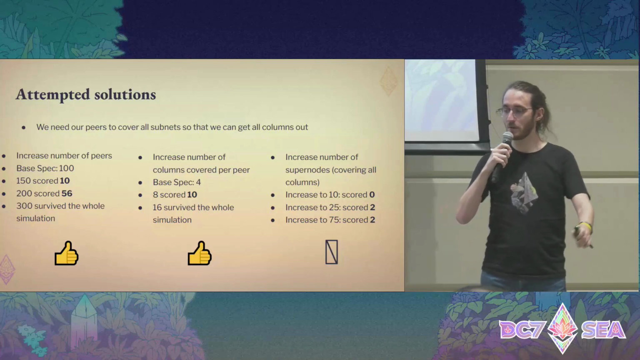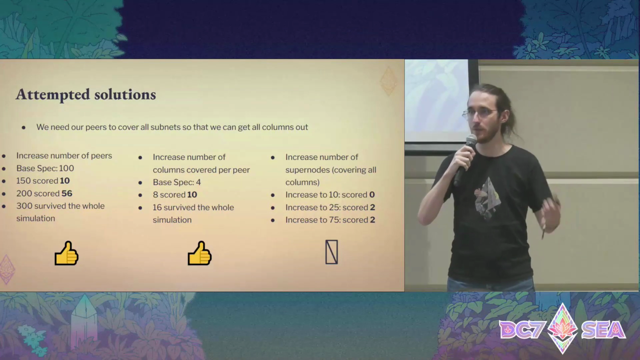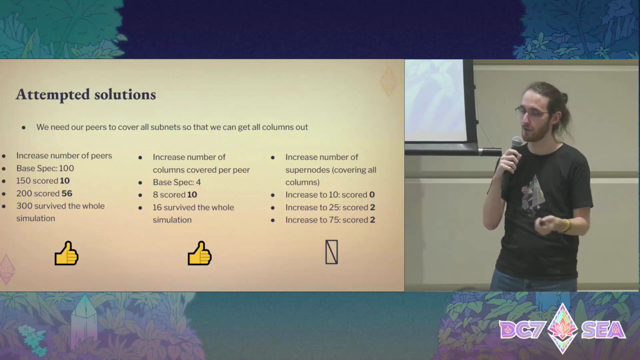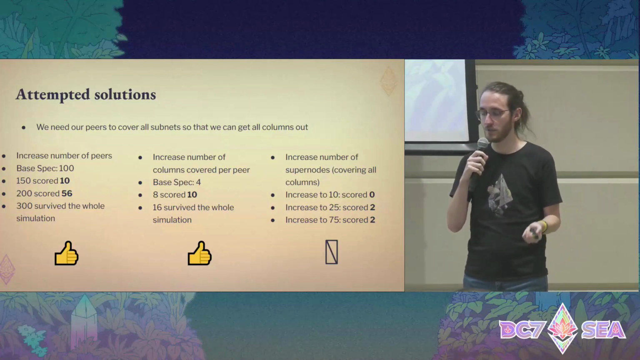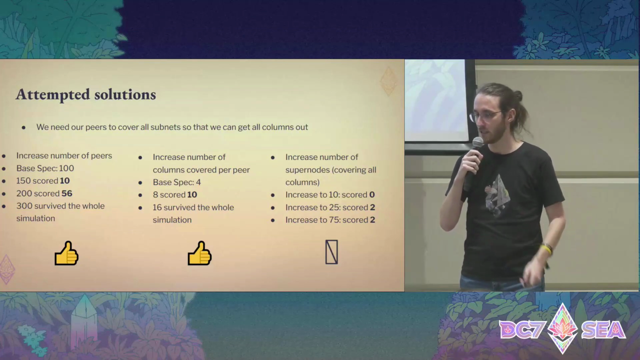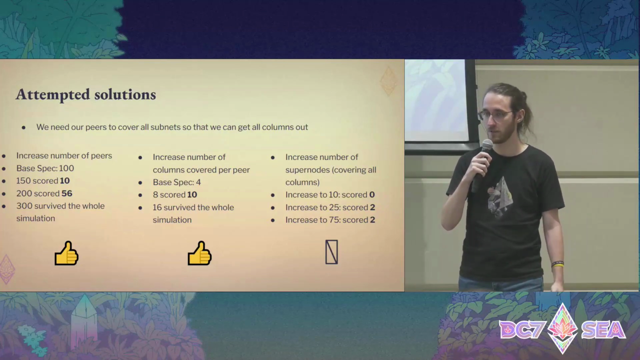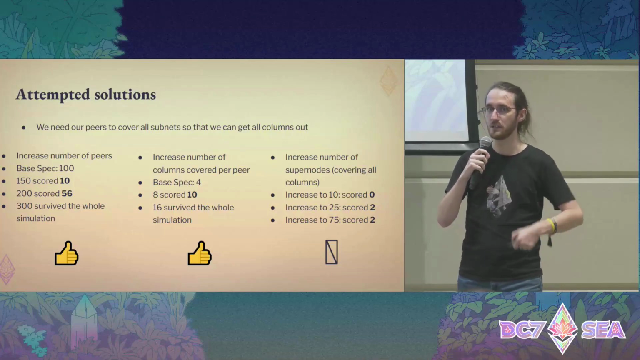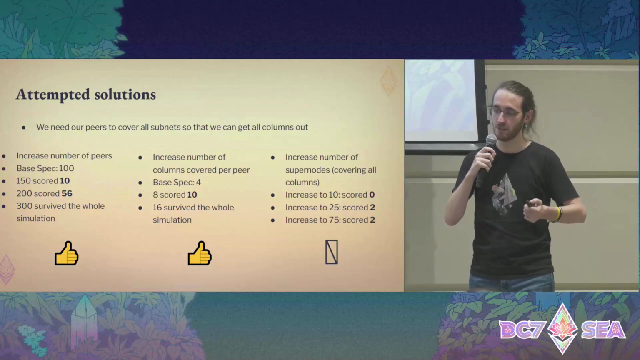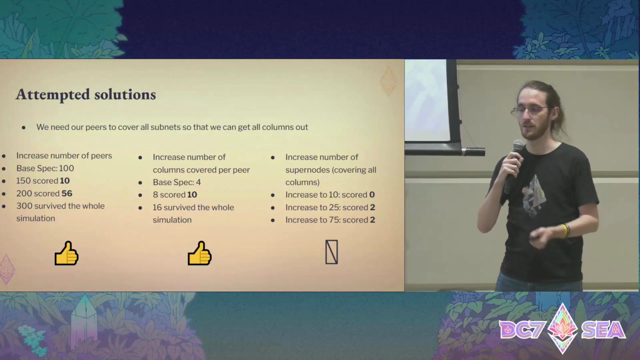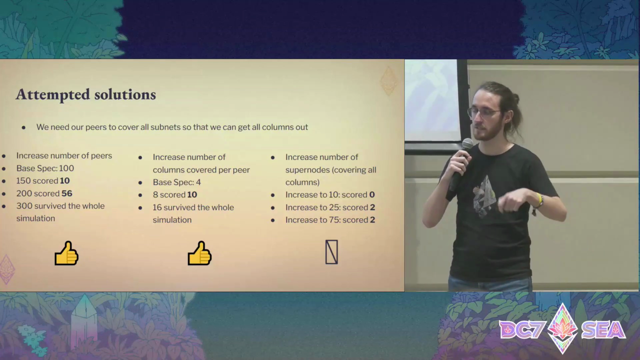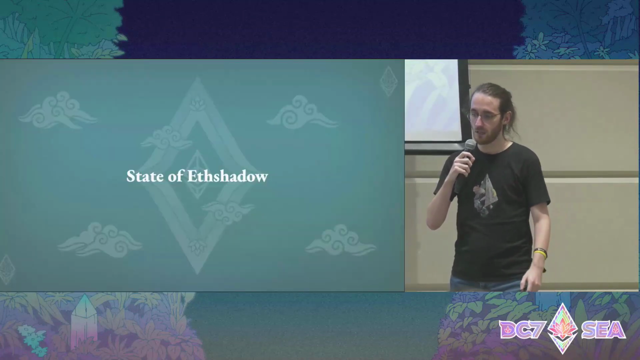Finally, increasing the number of supernodes, which should reconstruct the full blobs, like all columns, if they have half or more. Increasing to 10 scored 25 of 1,000, right? 50 scored 2, and 75 also 2. At that point I didn't test any further because I want to keep it in a somewhat realistic scope, and I'm not sure how many supernodes there will be, but we shouldn't, in my opinion, set the assumption too high.